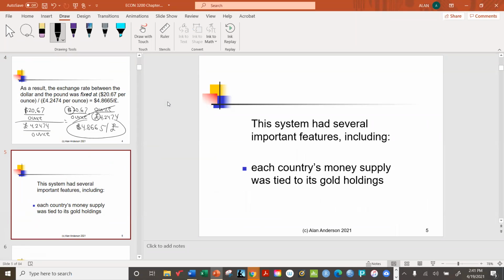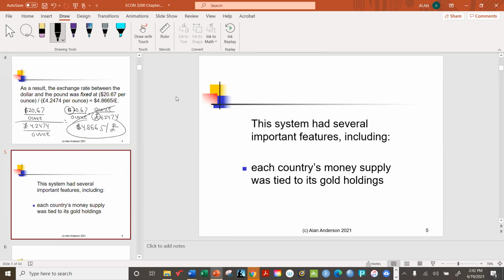Now, of course, in a system like this, each country's money supply is tied to its gold holdings. So in other words, the awkward part about this is that the money supply can't change unless you discover more gold, or acquire it somehow. Now, that might not have been such a big problem for some countries. The US has some gold. I mean, you may know that there's a lot of gold in Alaska, for example. But for a lot of countries, they don't have any gold.